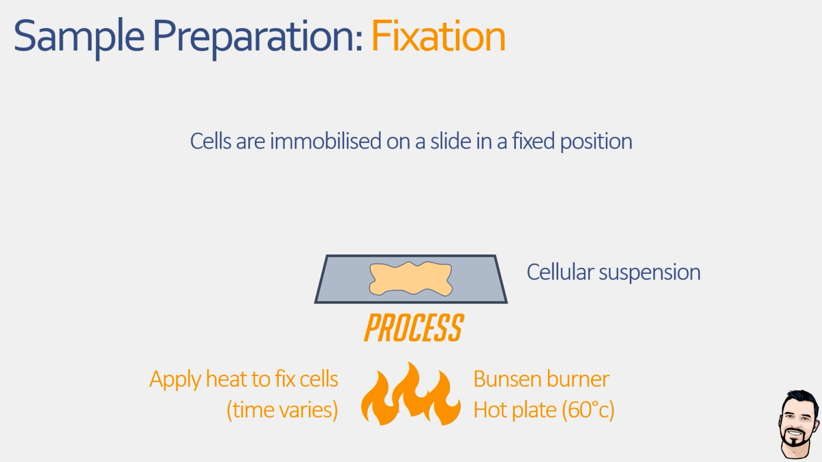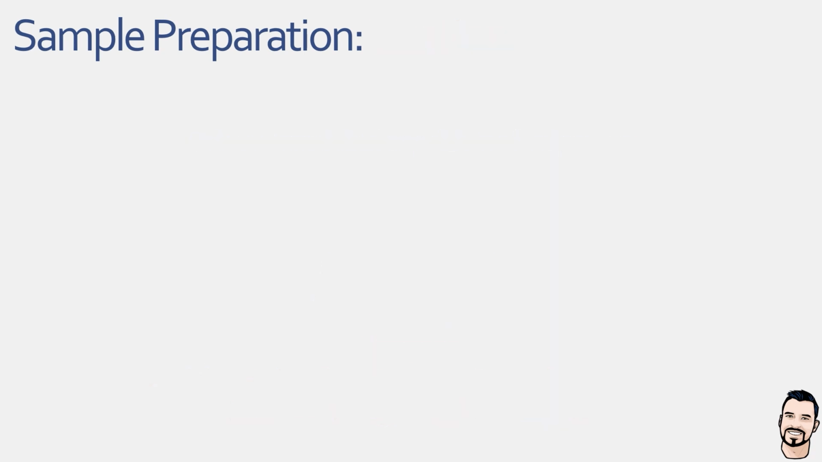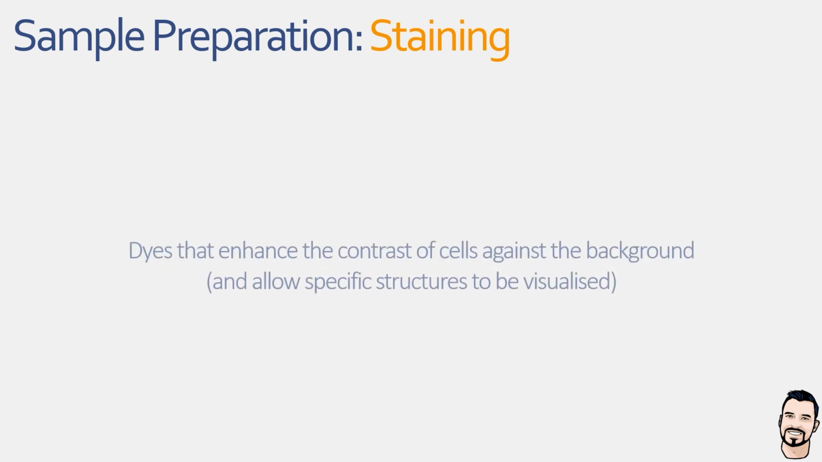Now, as I said, there are two different methods. The most common uses a Bunsen burner and passing the glass slide through the flame 2 or 3 times. The alternative method is to place the glass slide face up on a 60°C hot plate for around 1 to 2 minutes. Now, this heating process kills the cells, adheres them to the slide, and preserves their structure for staining. However, it also minimizes sample loss during our next preparatory stage, which is staining.